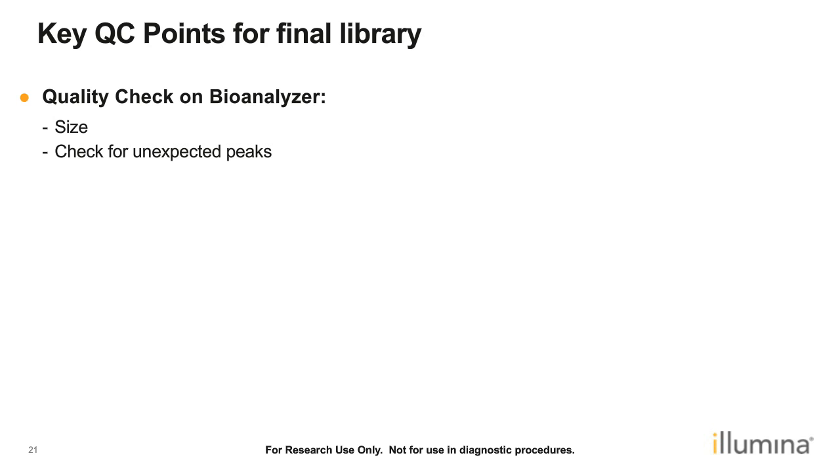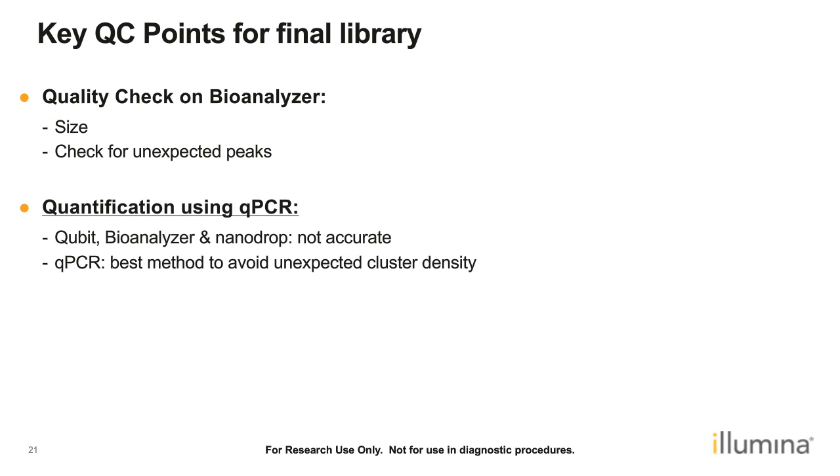We recommend quantifying using qPCR. The Qubit, BA, and NanoDrop are not as accurate for RNA sequencing. qPCR is the best method to avoid any unexpected cluster density issues because it's going to quantify only what is going to cluster on the flow cell and nothing extra.